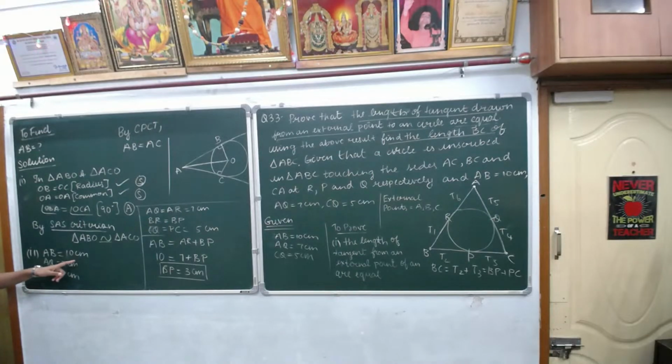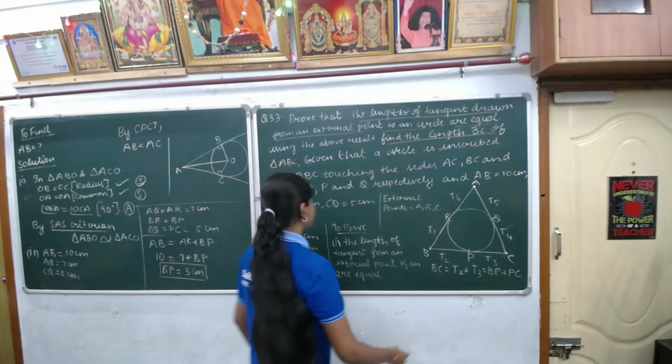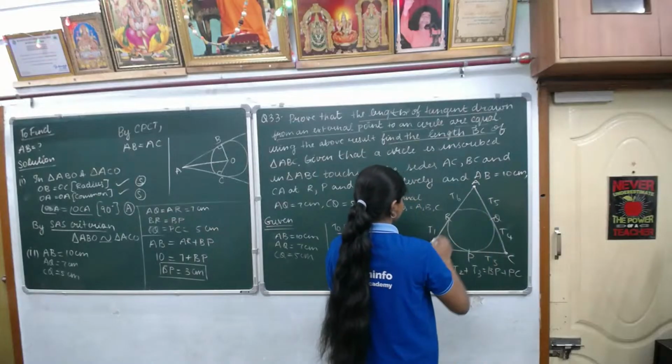Good, very good. So this is based on the given diagram. There are two diagrams here, one for the proof question and a second given in the question. Proceed. The given values: AB is equal to 10 centimeter, AQ is equal to 7 centimeter, and CQ is equal to 5 centimeter. Can you show that in the diagram? So AB is this.